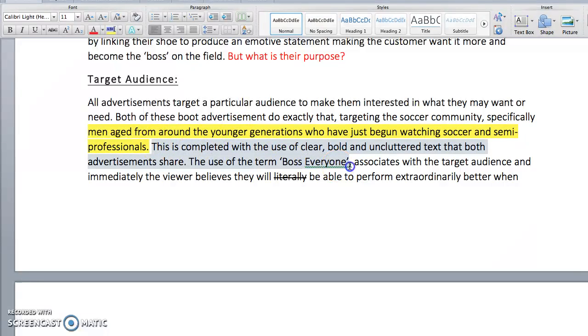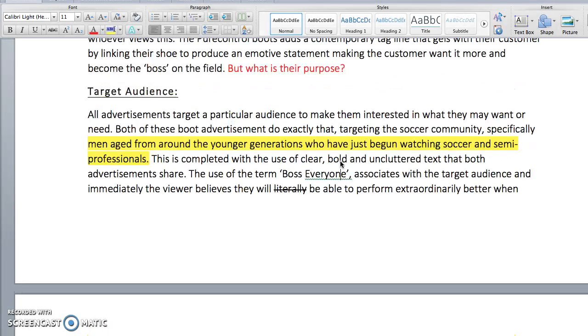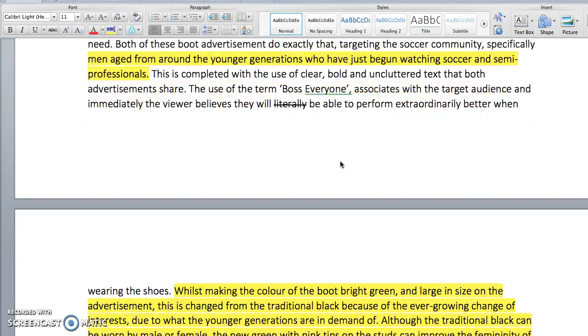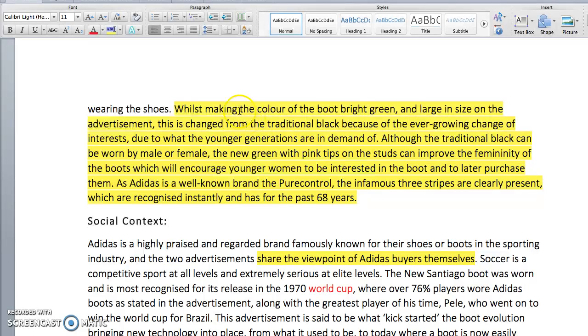So just again, be careful of your word count. Yes, you're using this as boss everyone. That's masculine language, boss. So this helps to support why you believe that the target audience is predominantly male. And in the other advertisement, the fact that they list all those players, they're all male. Again, at the time, that was a very male-dominated game. So you just need to go and back up with evidence, but just keep it short and concise.